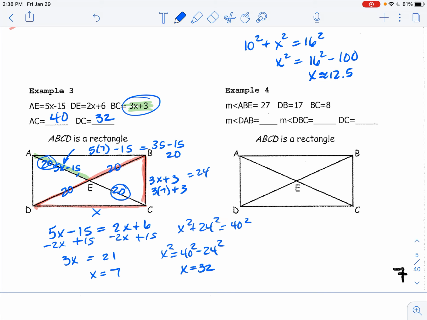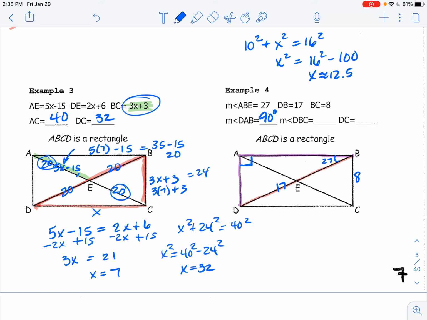Last example, ABE is 27. This time I'm going to write down everything. ABE is 27. DB is 17. So this piece right here from D to B is 17 all the way. And then BC is 8. We want to find the measure of DAB. So DAB, well, the measure of DAB, since this is a rectangle, is 90 degrees. So that wasn't too bad.